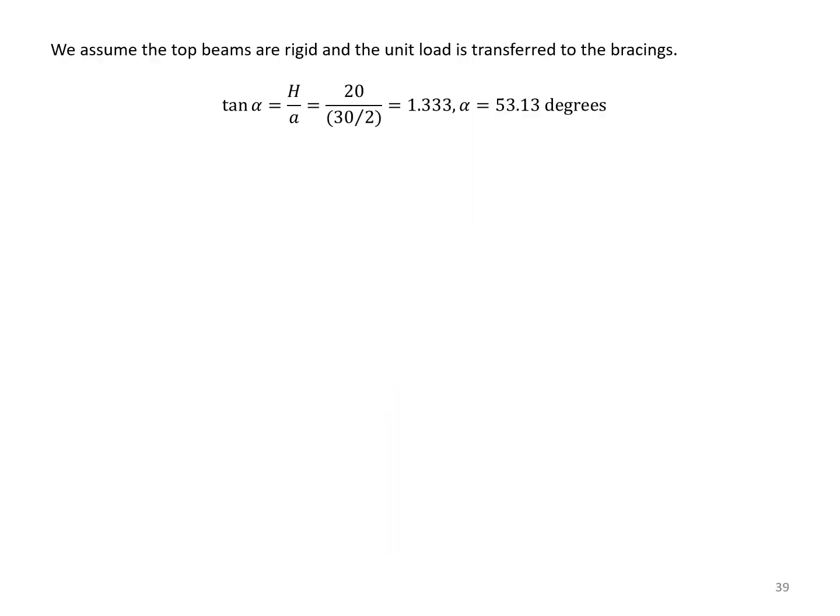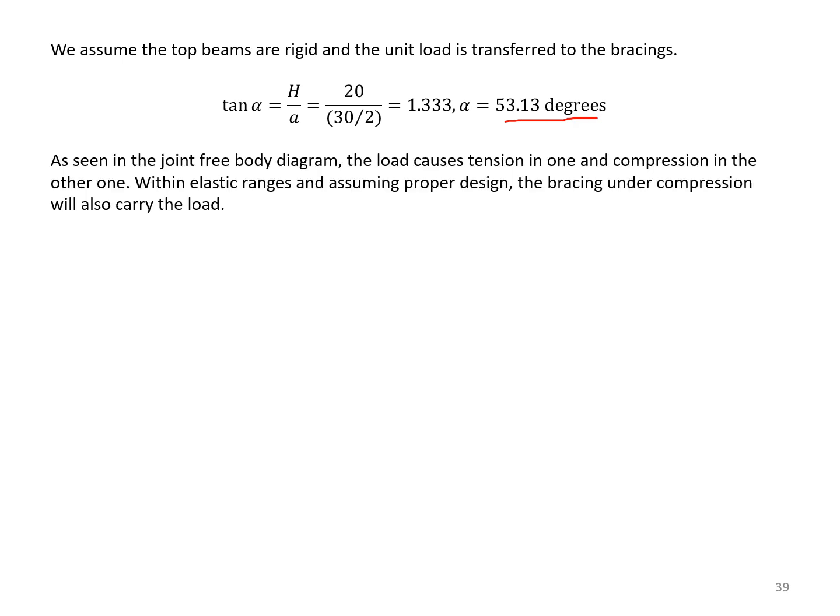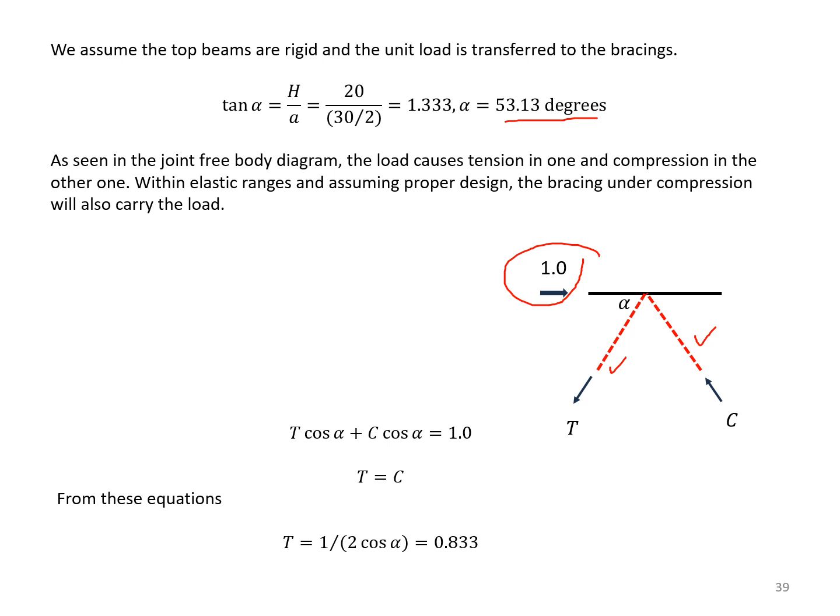So the angle alpha that I showed in the previous figure is equal to 53.13 degrees by knowing the geometry. And let's show the free body diagram of the joint, put the unit load in it. One member is in tension, one member is in compression. By knowing the angle alpha, you write the two equations of equilibrium, and you find the tension force in this member. The compression is the same. So tension force is 0.833 kips.